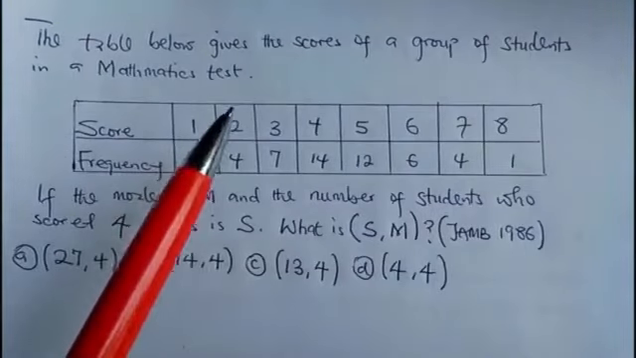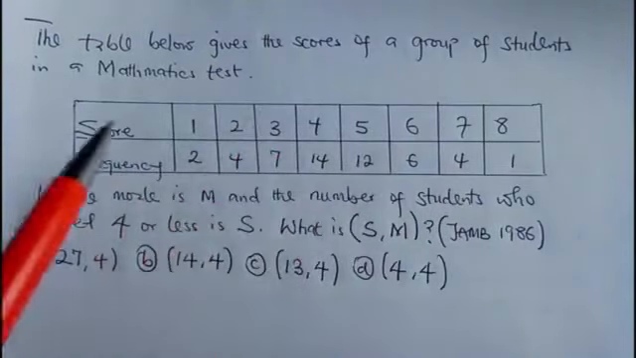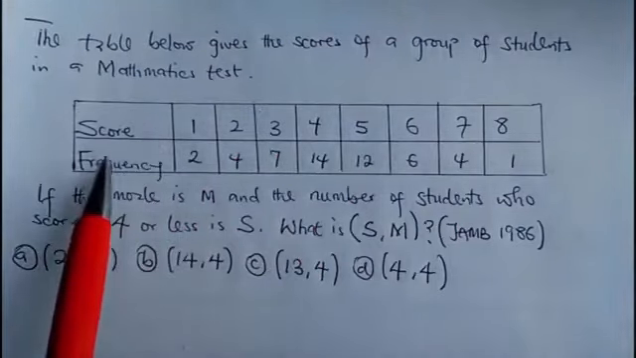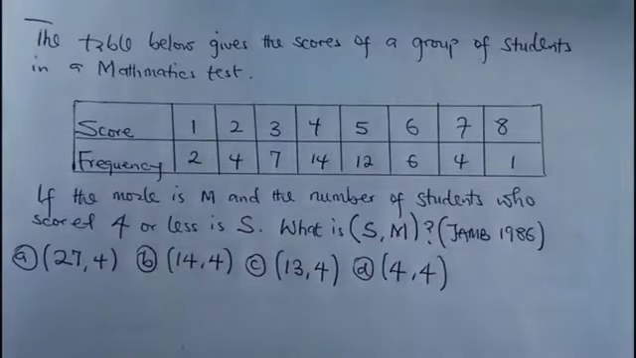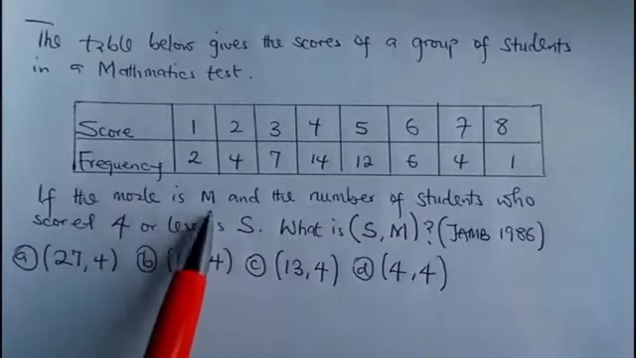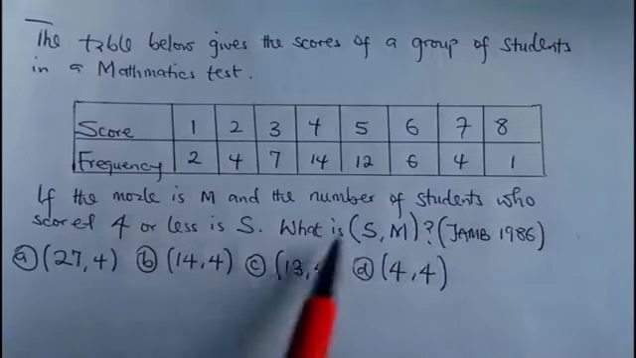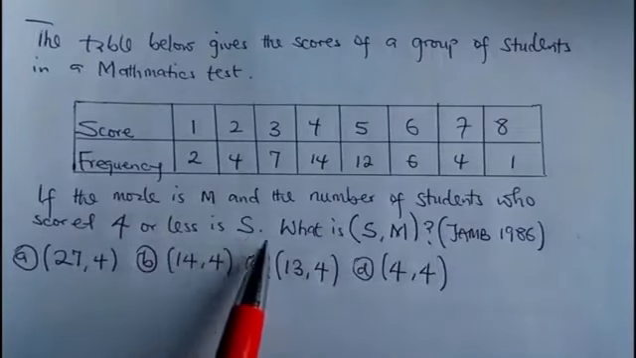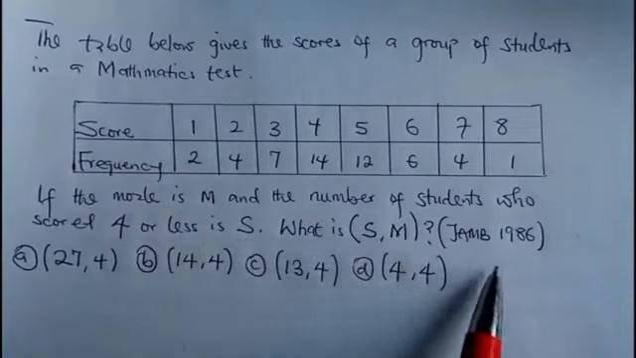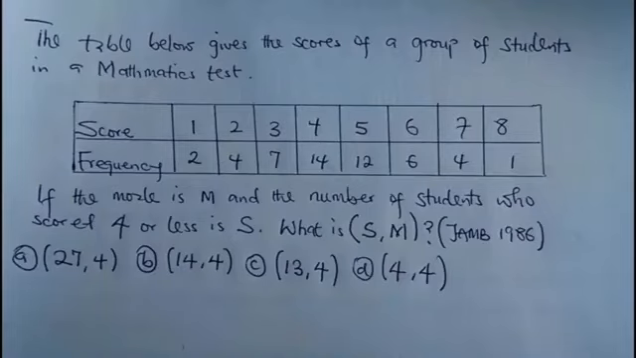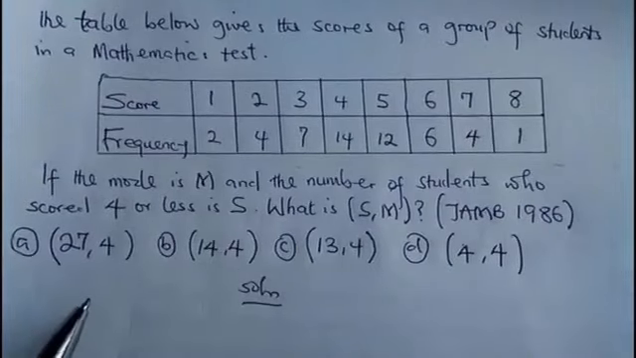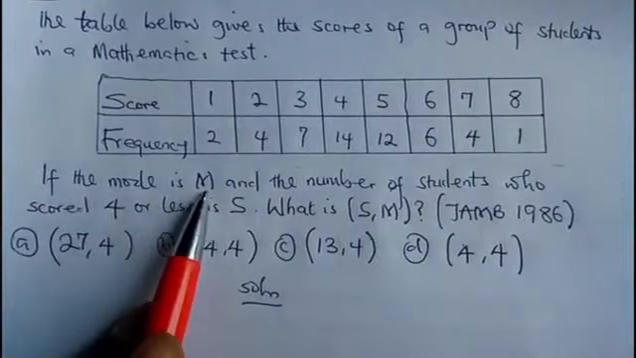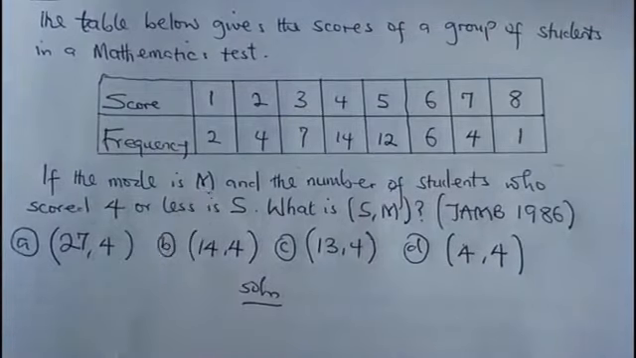The table below gives the scores of a group of students in a mathematics test. Here are the scores from 1 to 8 and their corresponding frequencies. The question is, if the mode is M, and the number of students who scored 4 or less is S, what is S, M? This is JAMB question for 1986, question number 50. So from this, we are told that the mode is M.